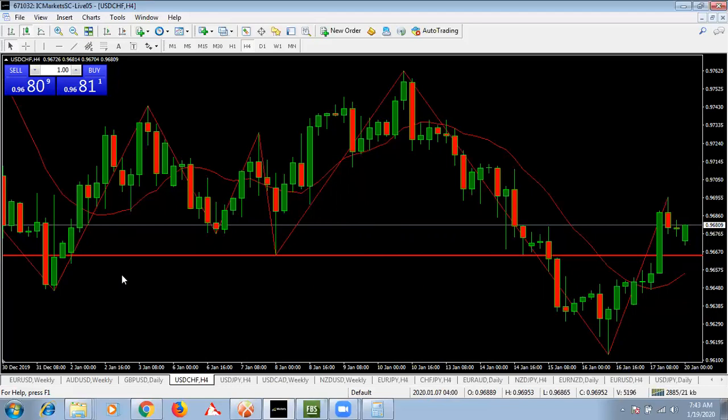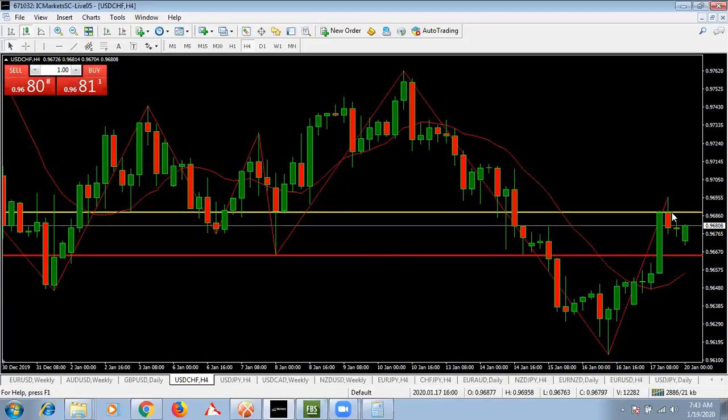So you can see, I expect to take a buy from this level. There was a little pullback, a retracement, a bearish move before the market closed last week. So I expect that the market should break this price level.